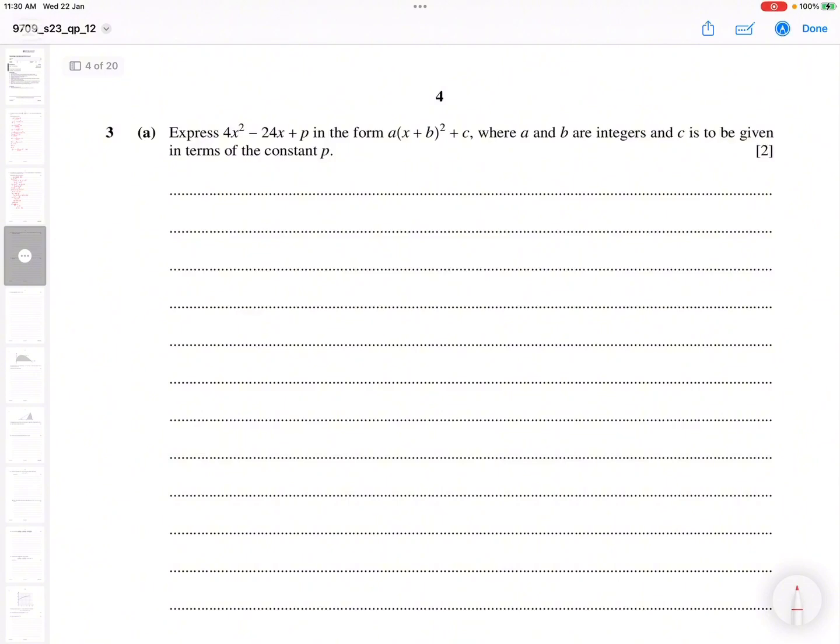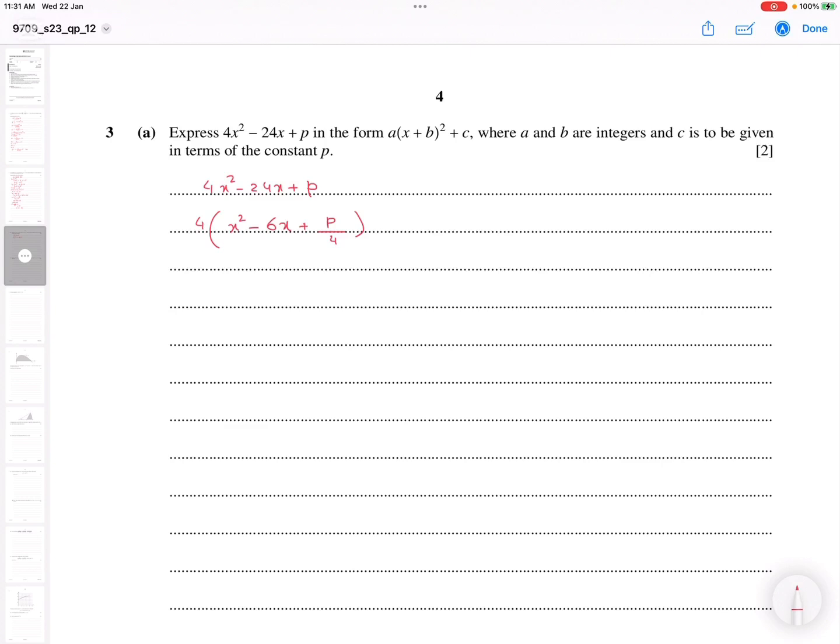Question number 3. Express 4x squared minus 24x plus p in the form a times (x plus b) whole squared plus c, where a and b are integers and c is to be given in terms of the constant p. Okay, so let's write 4x squared minus 24x plus p, and the coefficient of x squared should be 1. So take 4 common. Now you will get x squared minus 6x plus p over 4.